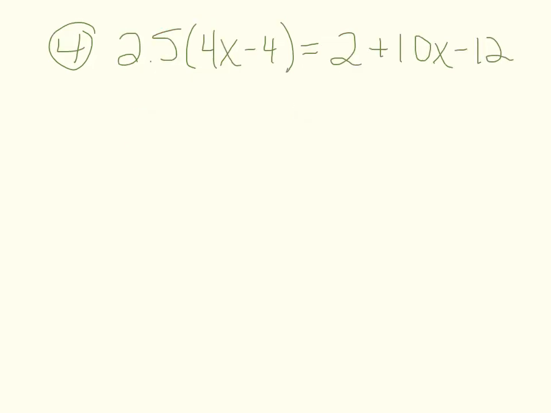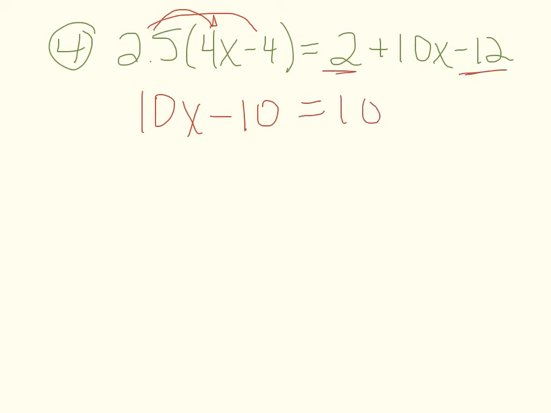Now, again, we have parentheses, but we also over here have like terms, so we're going to do all that together. 2.5 times 4, you can use your calculator on this, is going to be 10x. And then 2.5 times a negative 4 is negative 10. Now here I have 2 and a negative 12. So first of all, I'm going to do my 10x. Now 2 minus 12 is negative 10.